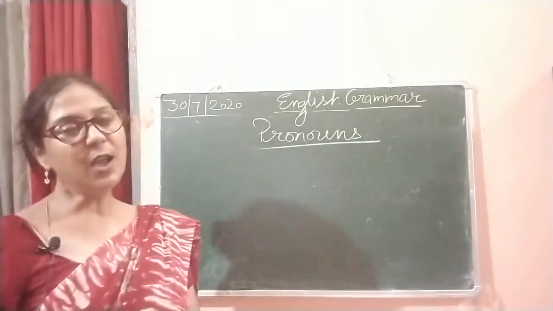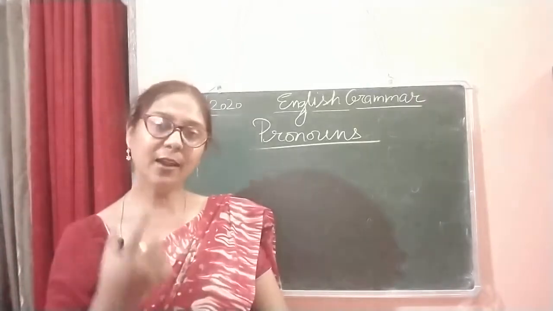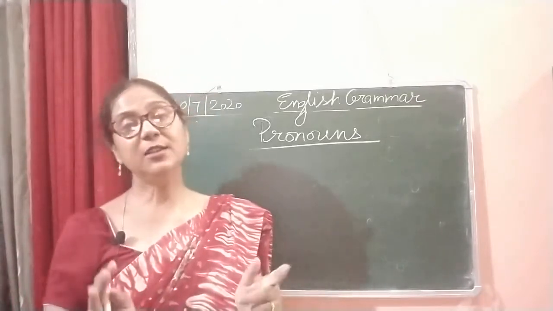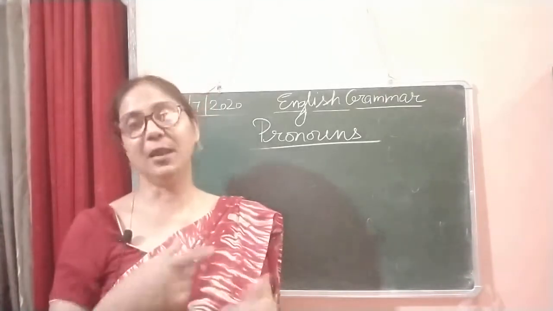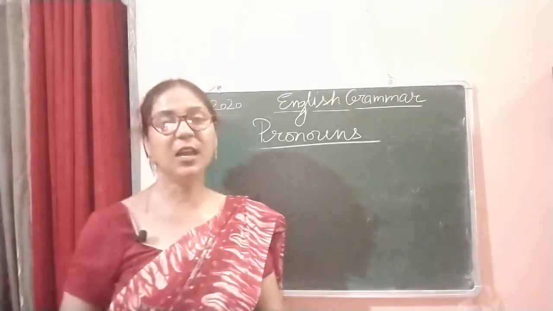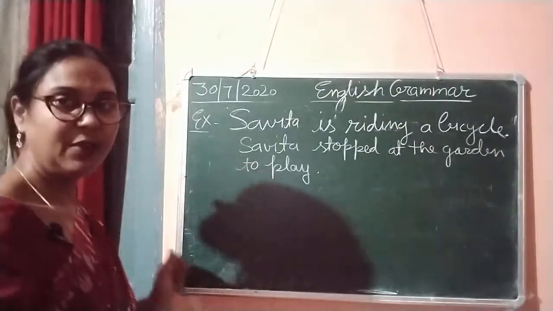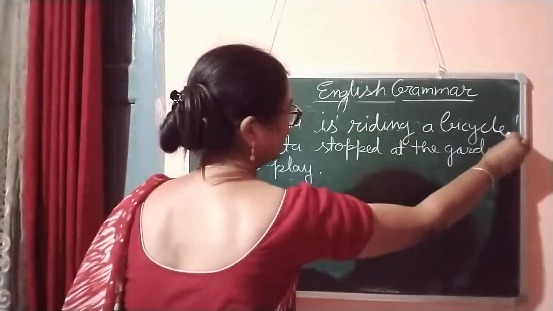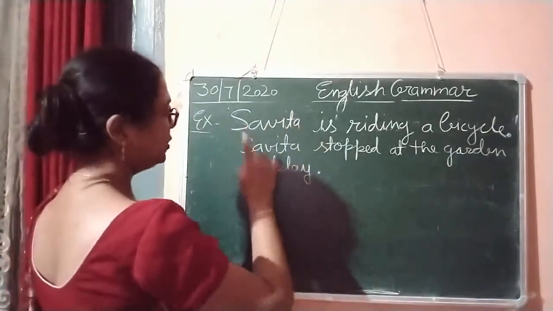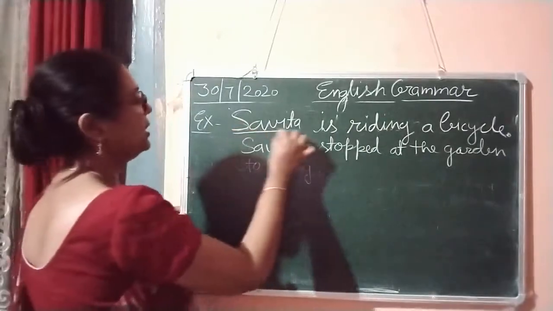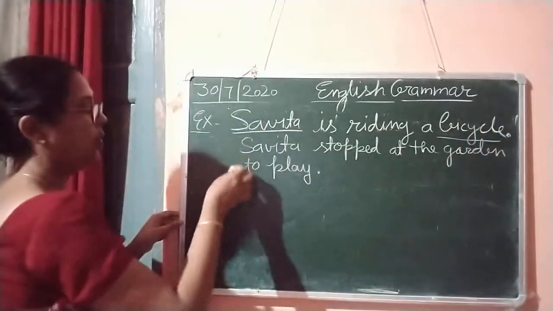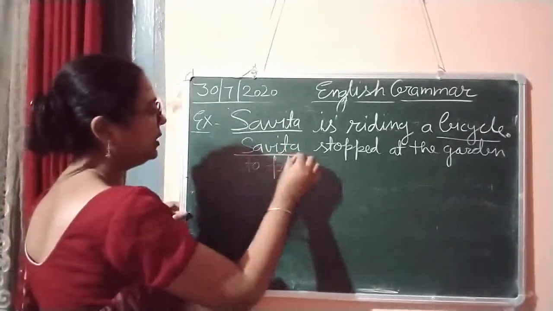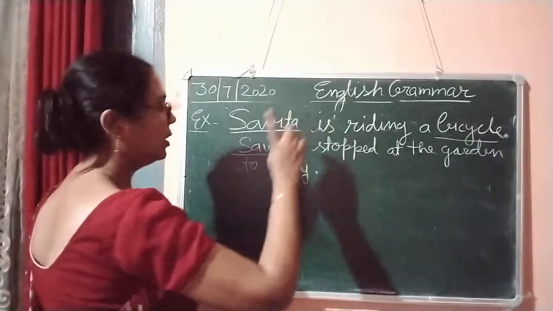When we unnecessarily use the name of a person again and again in the sentence, it is very important to use pronouns in place of those nouns. There is no requirement to write the same name again and again in each and every sentence. So there we can use pronouns. Children, I am giving you one example. Savita is riding a bicycle. Savita stopped at the garden. Here you can see there are 2 sentences. In the first sentence, Savita is a noun and bicycle is also a noun. In the second sentence, Savita is repeated, and this sentence is also talking about Savita.